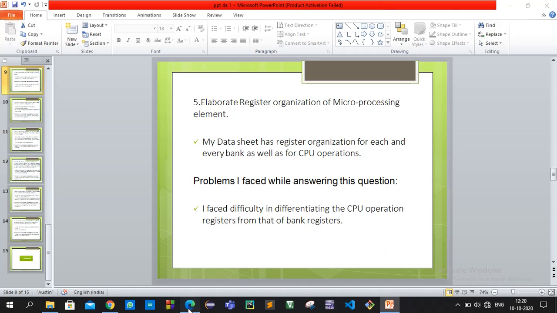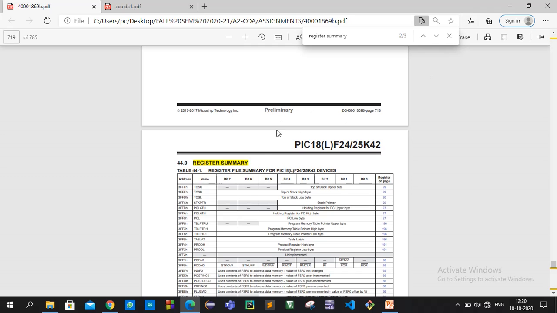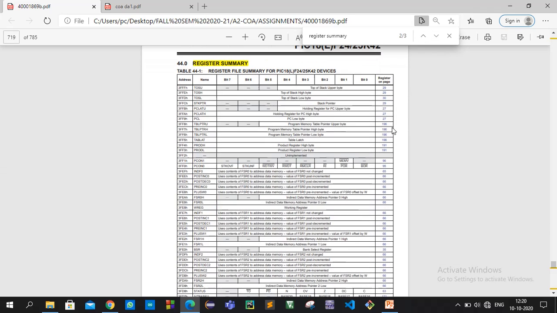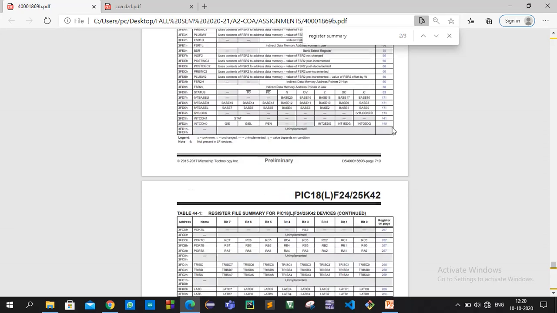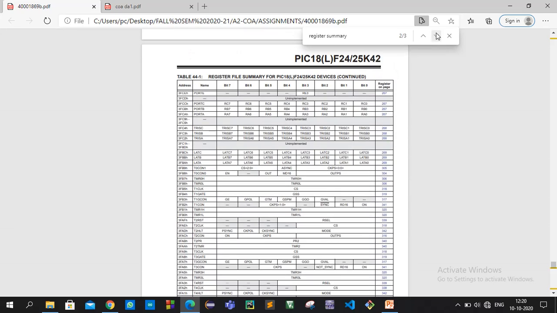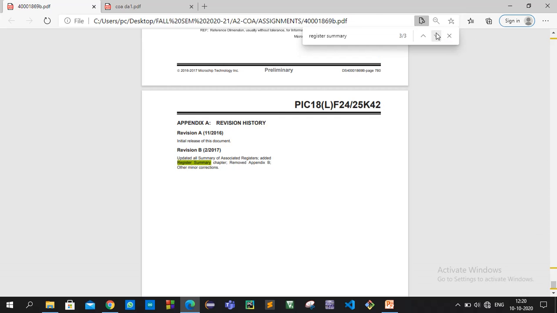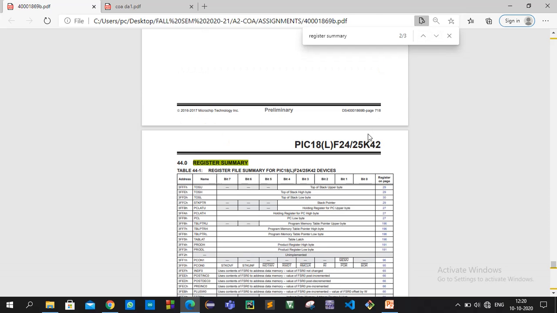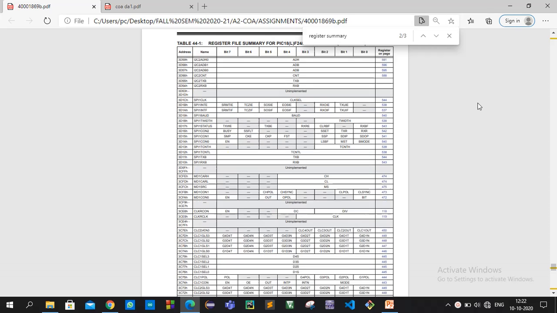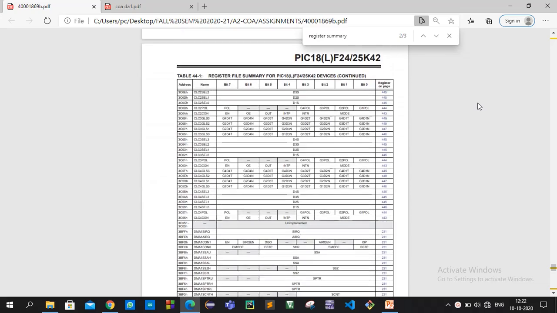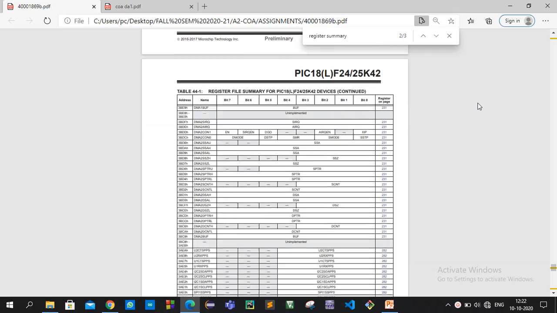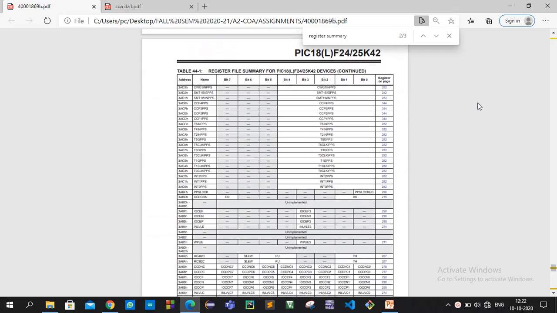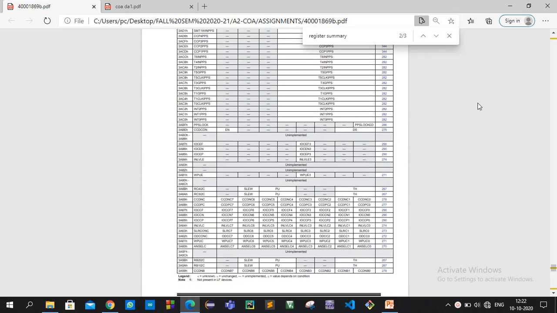So coming to my datasheet, this is my datasheet which has the register summary. These are the CPU based registers, but we also have bank registers, which are for each and every bank. These will be in hundreds for every IC. So it is better to find the CPU based registers and answer this question.